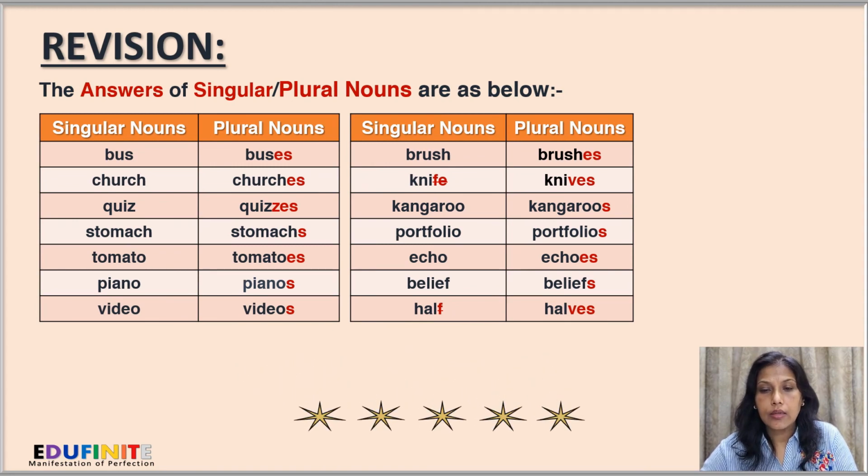Bus becomes buses, church becomes churches, quiz becomes quizzes, stomach becomes stomachs, tomato becomes tomatoes, piano becomes pianos, video becomes videos, brush becomes brushes, knife becomes knives, kangaroo, kangaroos, portfolio becomes portfolios, echo becomes echoes, belief becomes beliefs, half becomes halves.